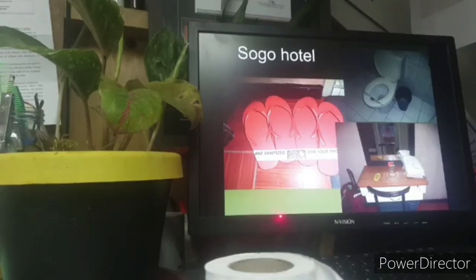Don't forget that they were sanitized. All their sleepers are sanitized, even their bowl. At least it's safe in regards to sanitation, right? Good to know that at least they are sanitizing, most especially nowadays, right? Because of the coronavirus. So I love their bed also, with their headboard. And I love their service.